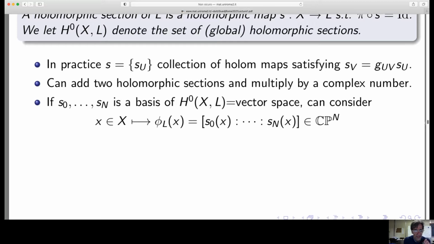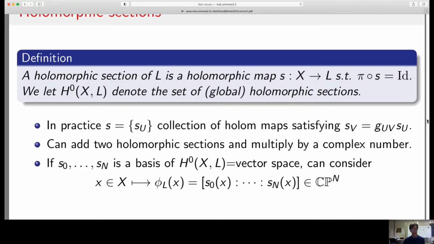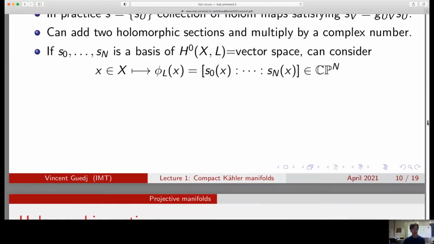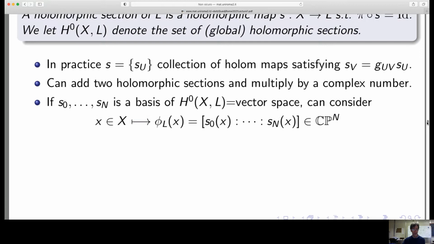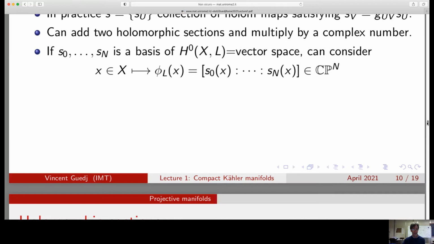And since this is a basis, if you assume that H0 is not identically 0, at least one of these, S_0 to S_n, must be non-zero at x. So you can define homogeneous coordinates [S_0 : ... : S_n] and get a point in the complex projective space. This defines a map from the manifold X to CP^N, which is maybe not globally defined, but it's defined at least on some open set if H0 is not reduced to 0.